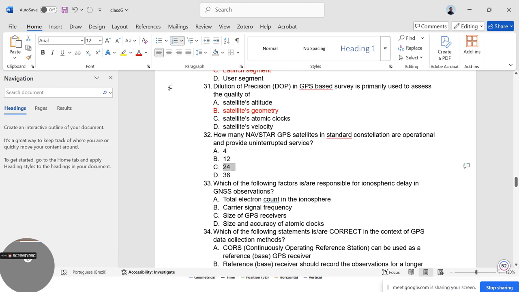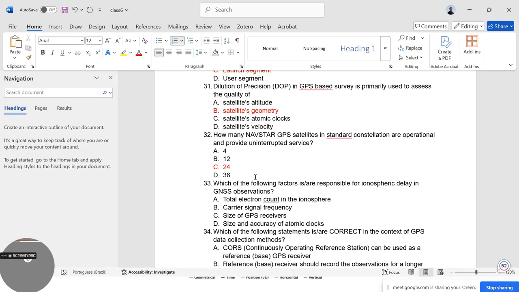So we need 24 satellites. Yeah, I think it's 36. Yeah, it's 36, but some of it is not working.